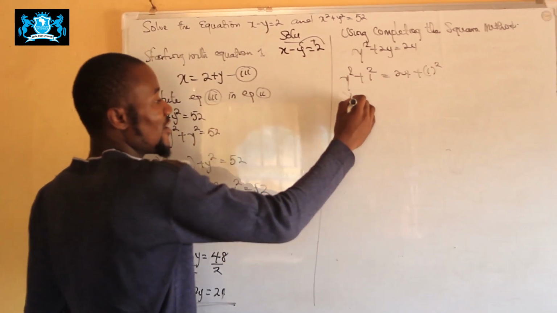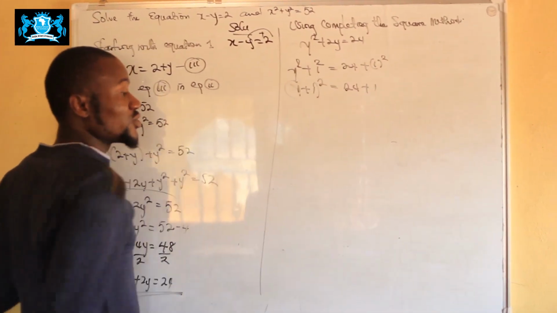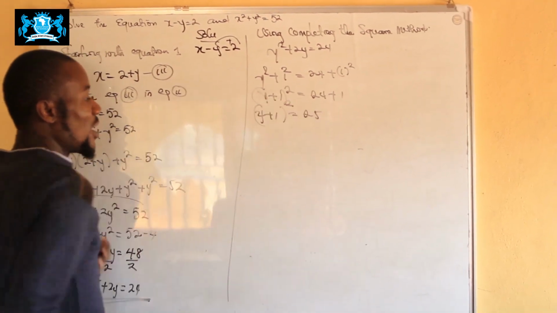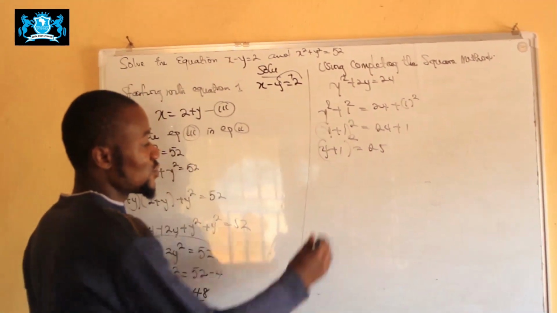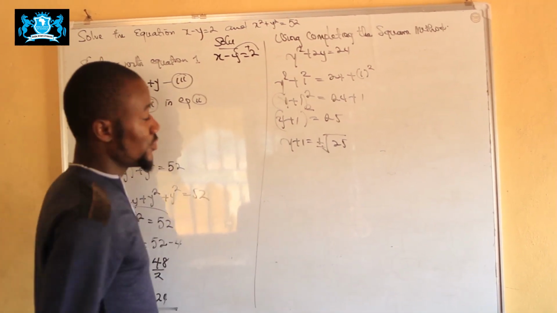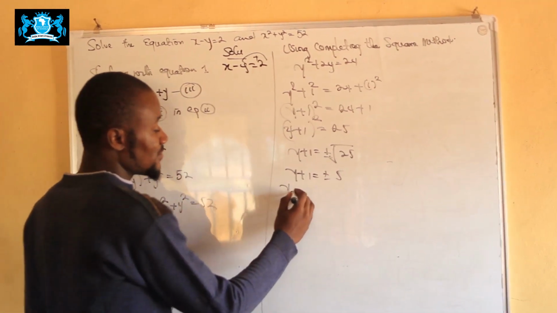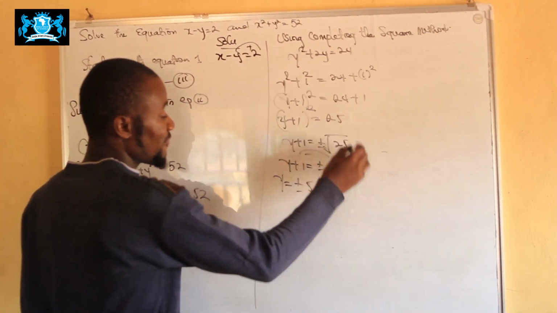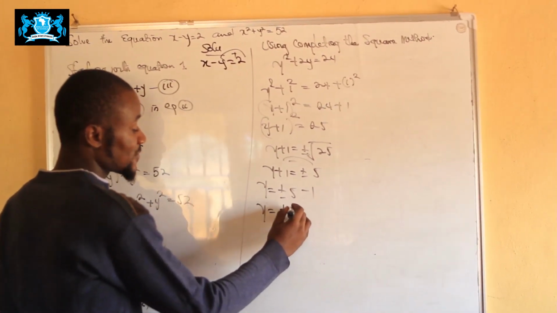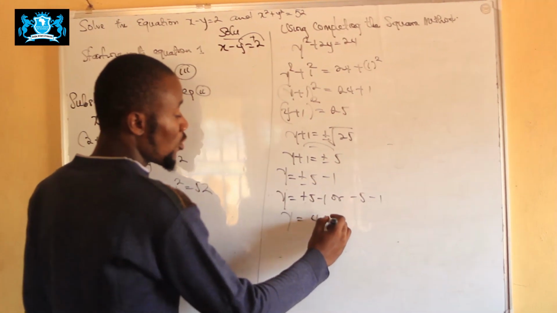And when you bring them together, you have (y plus 1) all raised to power 2 is equal to 24 plus 1 raised to power 2. 1 raised to power 2 is 1. So you have (y plus 1) squared is equal to 25. So y plus 1 is equal to the square root of 25, and you have your plus and minus. So y plus 1 is equal to plus or minus 5. We have that y is equal to plus or minus 5 minus 1, when 1 is crossing the equality sign. So you have y is equal to plus 5 minus 1 or minus 5 minus 1, and y is equal to 4 or minus 6.